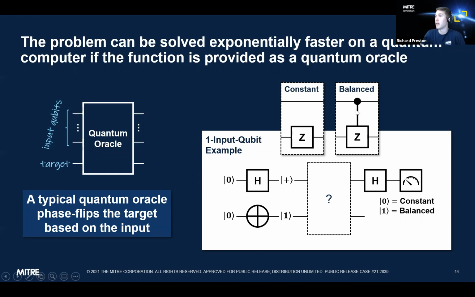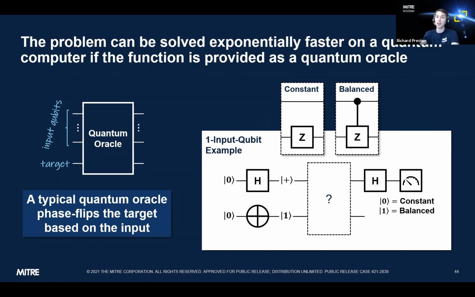This is an example of a balanced oracle, because if the input is a 0, it's not going to flip the phase of the target. And if the input is a 1, then it is going to flip the phase of the target. So here is a circuit which can detect whether we have a constant or balanced oracle in this question mark box. Now, this is not that interesting because it's only 1 qubit, but this is the 1 qubit example. People following?